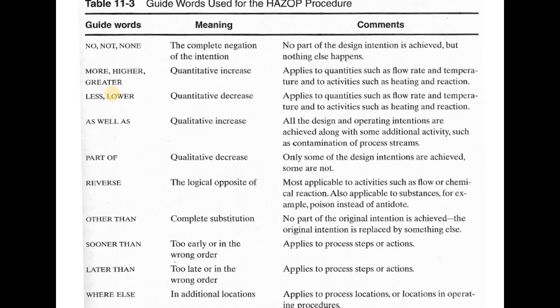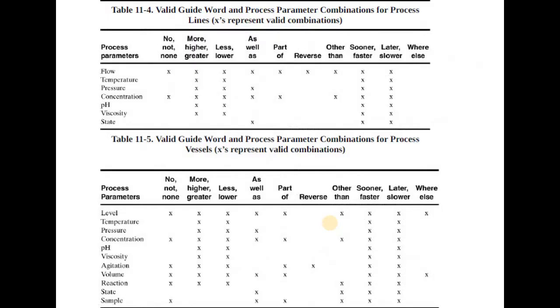It's easy to write them rather than writing things that are very long. If the pressure is very high, you just write what you already know, that you're studying the pressure, and you write high, or more, just giving an indication that there's a quantitative increase in the temperature or pressure or whatever. So: none, it does not happen; more, higher, greater, it increases; less, lower, it decreases; as well as, happening at the same time; part of; reverse, the opposite thing. Every one of these words gives you a slightly different meaning.